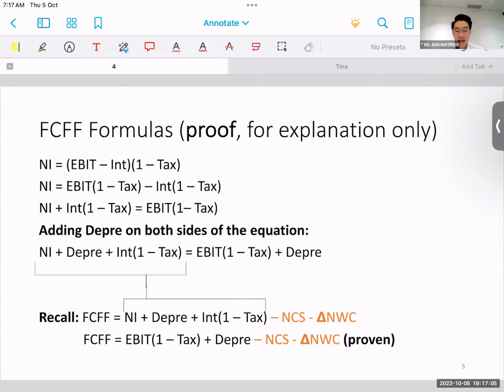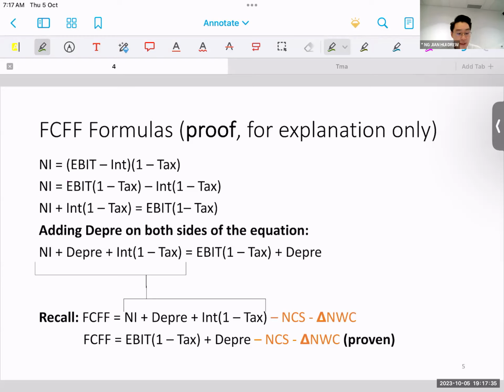But I want to say again, this is purely for explanation, so you don't have to memorize the proof. You'll never be asked to show the proof. I just wanted to show you so that you can understand that the formulas are not just random. Why for the EBITDA one you must add depreciation times tax, but for the others you just add depreciation. So let's tackle how you actually get the EBIT formula.